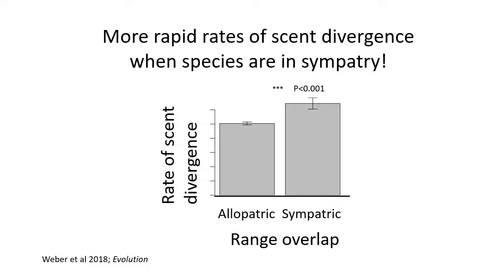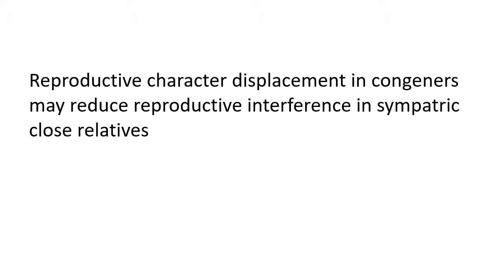So we were pretty excited about this. And so this reproductive character displacement in congeners may reduce reproductive interference in sympatric close relatives. And there are a number of other mechanisms that could result in that pattern in the interaction between sympatric congeners, but we think that this is also consistent with a role for reproductive interference.